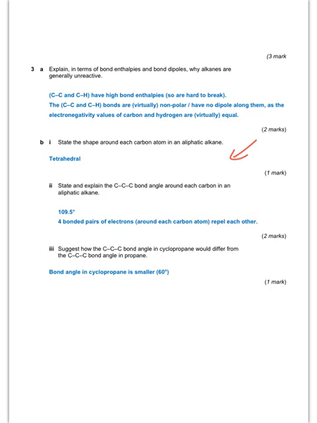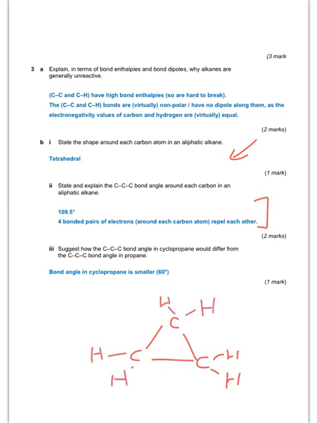The shape around a carbon atom is going to be tetrahedral. We'll know this because you've got 4 bonded pairs of electrons and they repel equally. How would it be different in cyclopropane? So cyclopropane is going to look like that, and then you'll have hydrogens coming off like so. So this is basically a triangle, isn't it? And so your angles here are now going to be 60 degrees. So your bond angles are going to be much smaller. So this molecule is obviously quite unstable and it is reactive because those bonds are so strained.